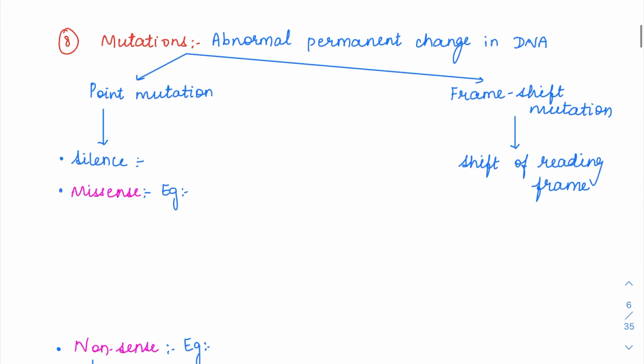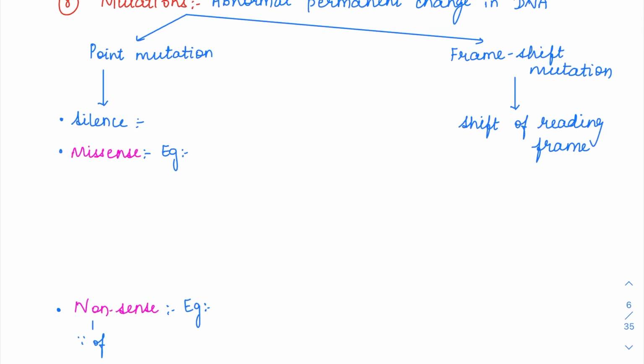So now we have seen karyotype. We'll see what mutations are. Mutations are nothing but abnormal changes which happen in DNA, and these changes are going to be permanent. We classify mutations into point mutations and frameshift mutations. A point mutation is one in which the reading frame is not altered, but the position of a single nucleotide is altered.